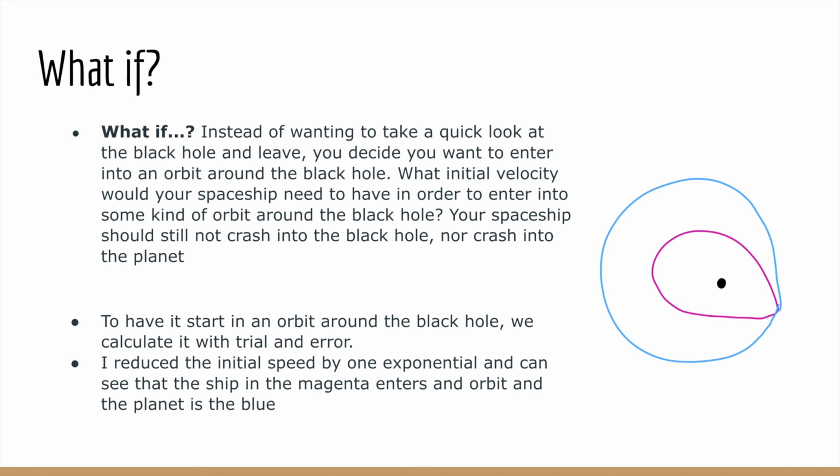So what if? To have it start in an orbit around the black hole, we calculated with trial and error. I reduced the initial speed by one exponent and can see that the ship, in magenta, enters the orbit, and the planet is the blue. I feel like this drawing would be what it would look like. Thank you for listening.